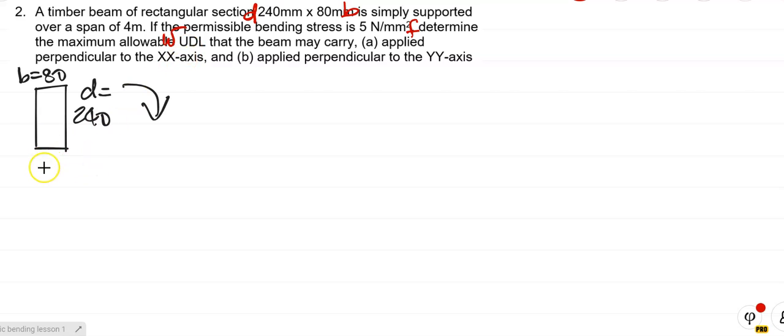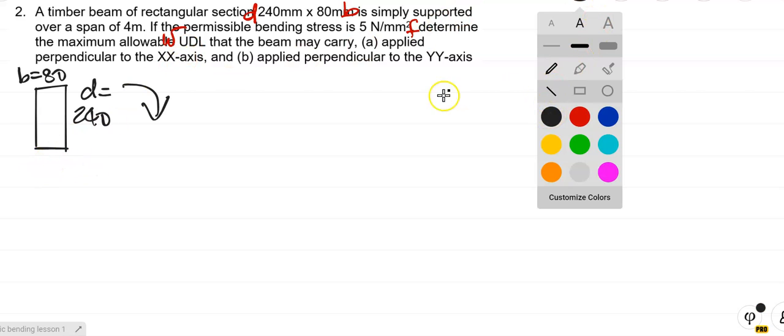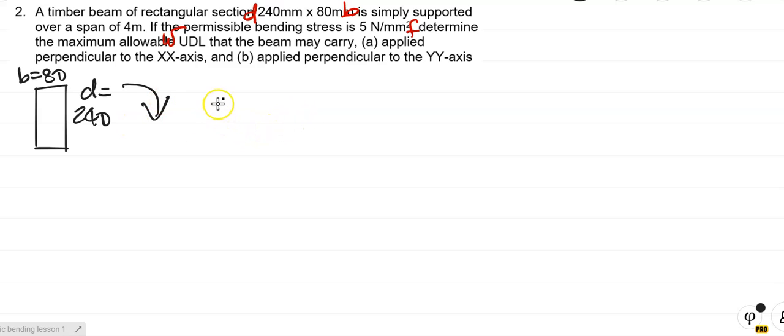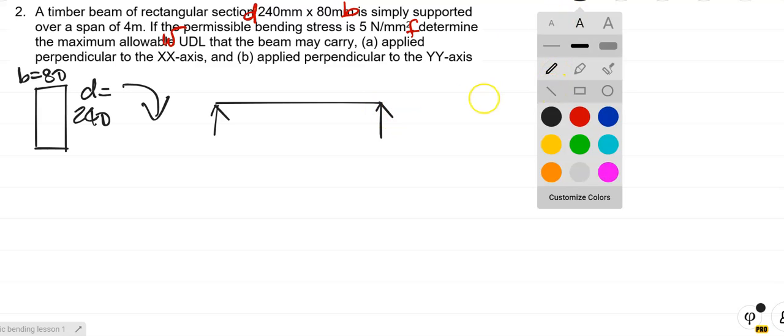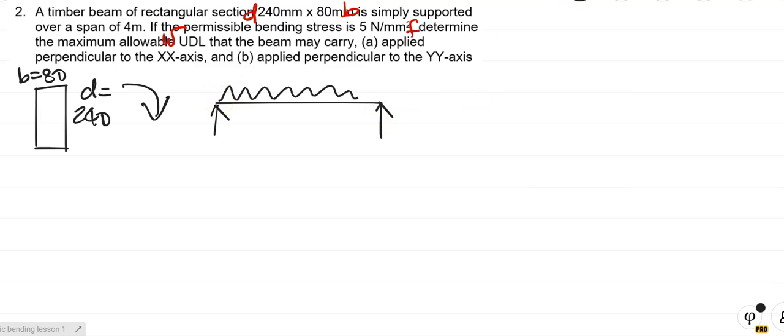Okay, so let's draw out the pictures. Timber beam of that is supported over a span, and there's my UDL, which I don't know, and the span is big L, equal to 4 meters, and to determine the max, that there is the question.